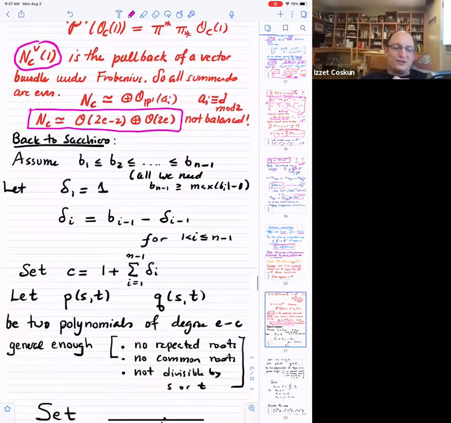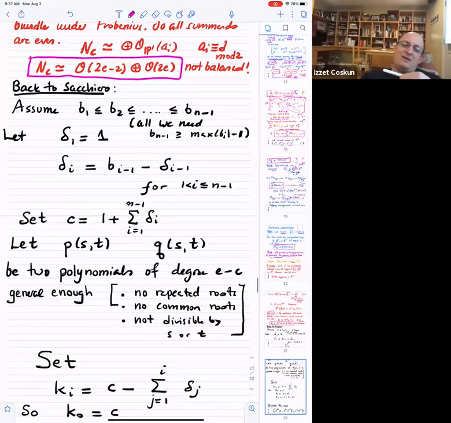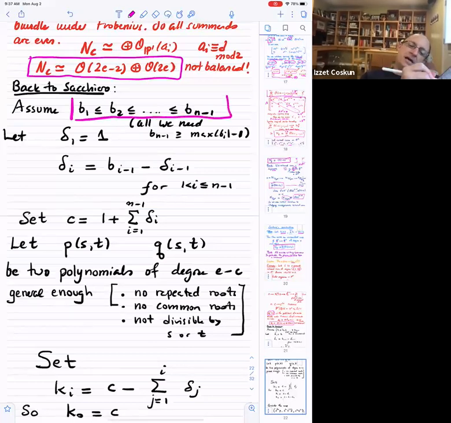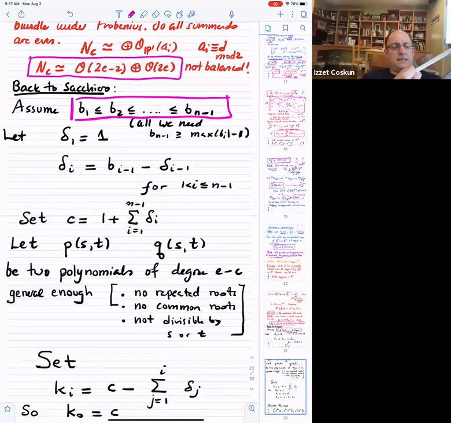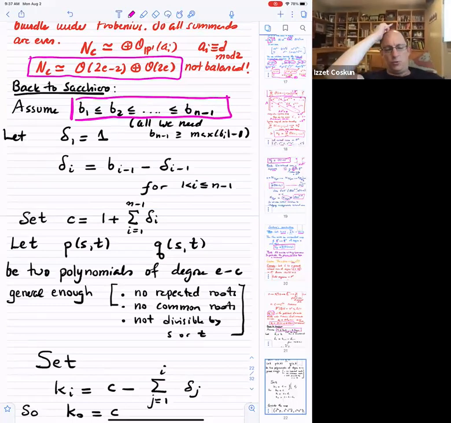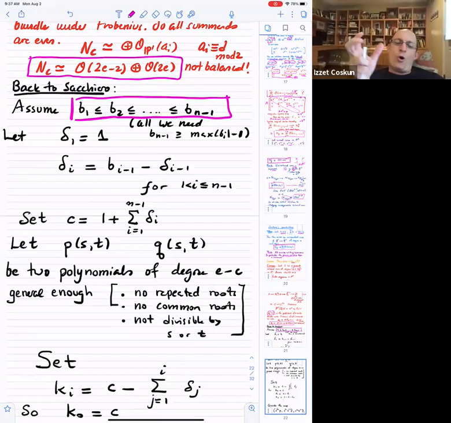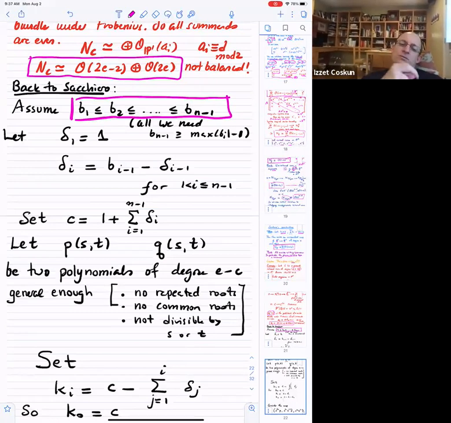Back to Sakiro. So now you see we have some B1, B2, up to B_{n-1}, and we want to make a map like this, right? So I need to exhibit for you a map with this kind of splitting type. And the way we are going to do our calculation is similar to the monomial case. The map will be almost monomial. You can't quite do it with monomials, but the example will be similar to monomials.